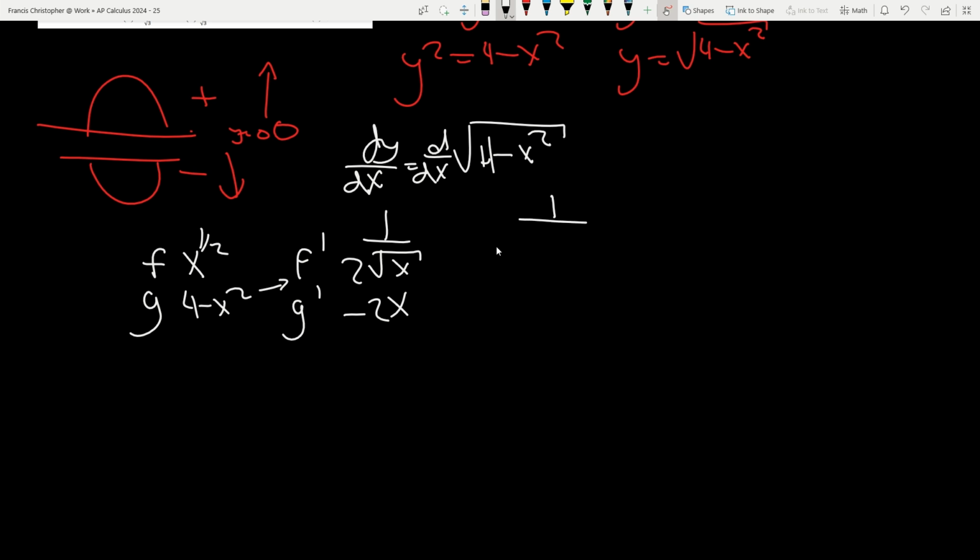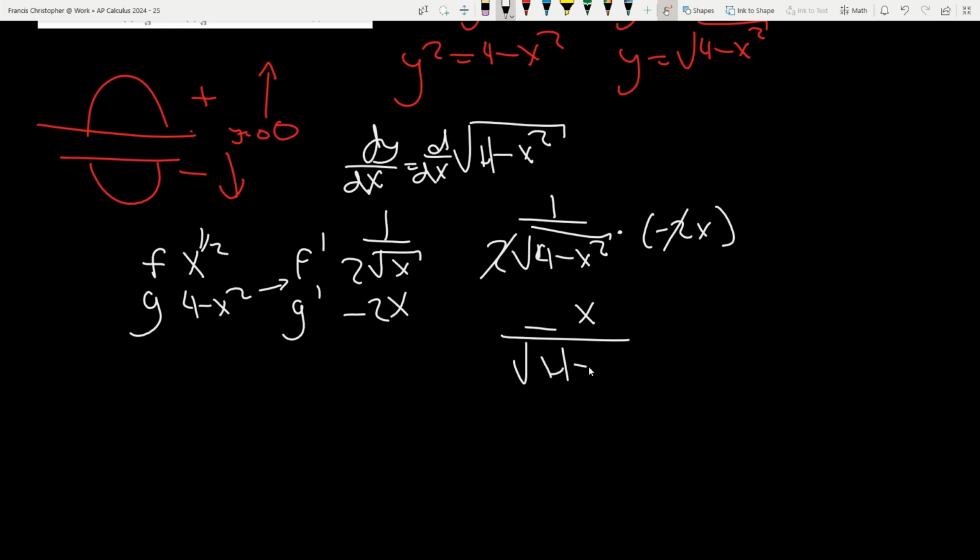So 1 over 2 times, instead of x, I put in g, so 4 minus x squared, times negative 2x. This will cancel, which leaves us with negative x over the square root of 4 minus x squared. Remember, this is dy over dx. And better yet, we can just call this f prime of x.